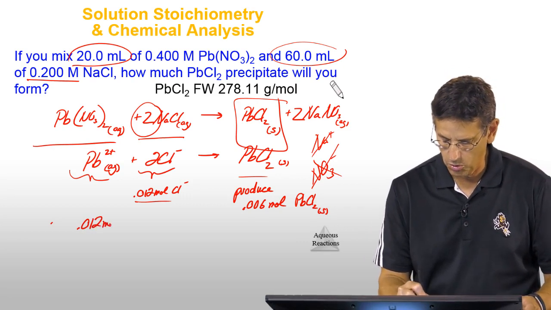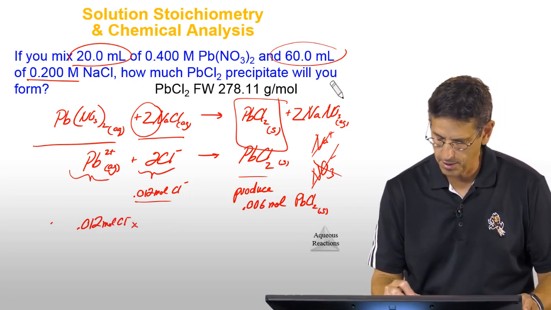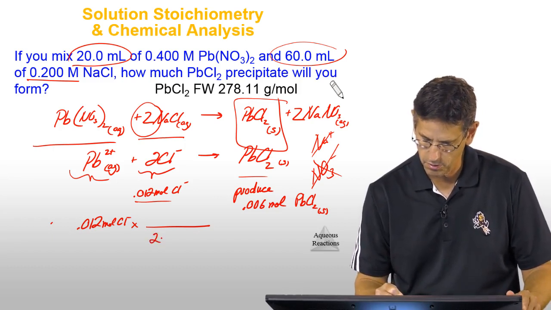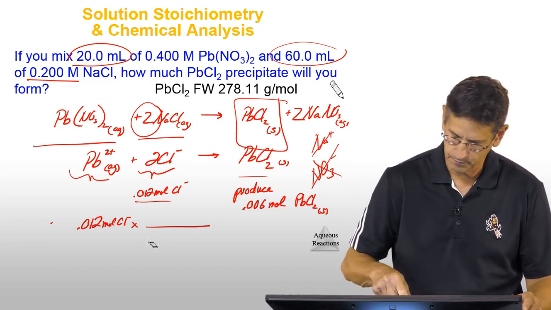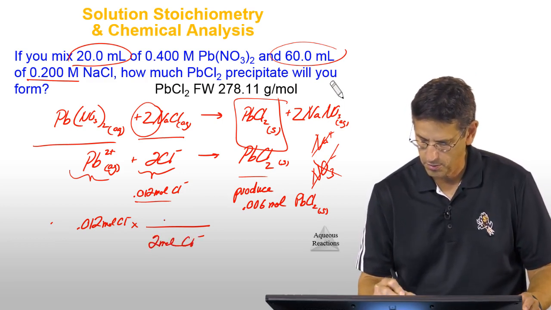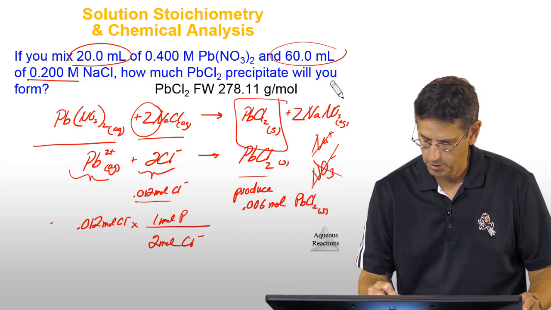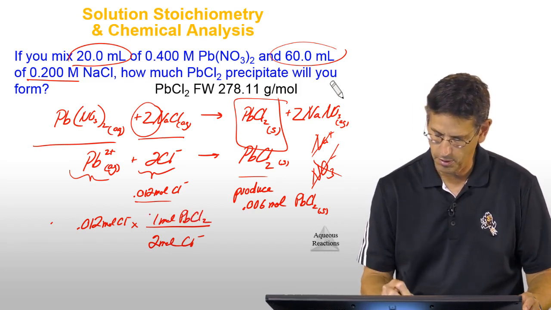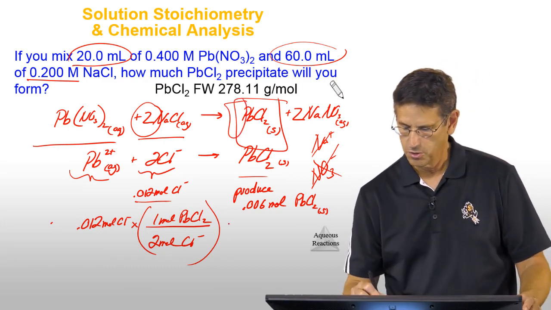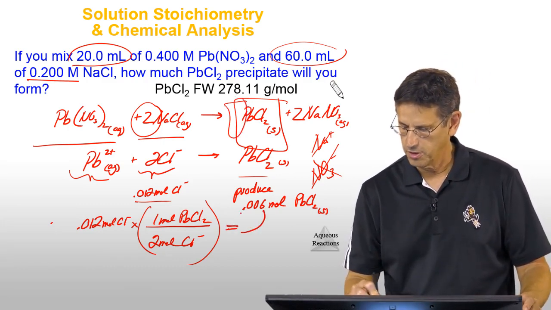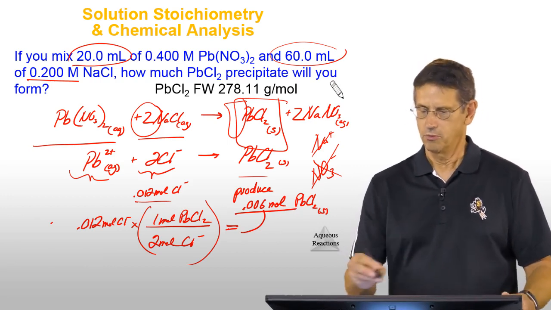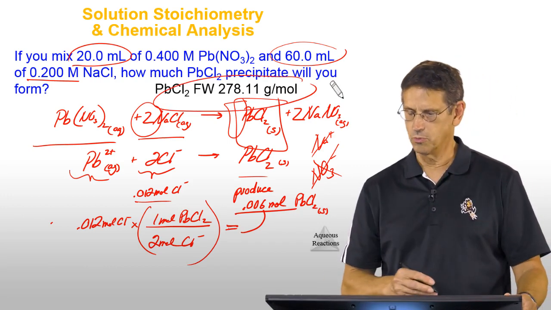0.012 moles chloride times 1 mole lead chloride over 2 moles chloride. So there's our mole ratio. We got that from these 2 coefficients. That's going to give us 0.006 moles of lead chloride. We're almost there. We've got the formula weight. All we do is multiply.